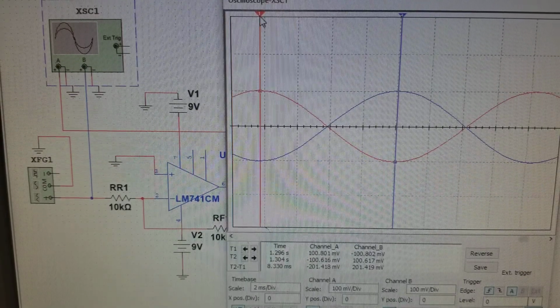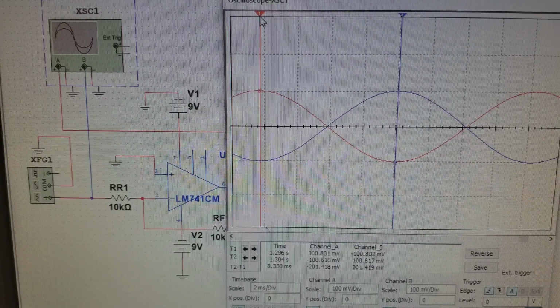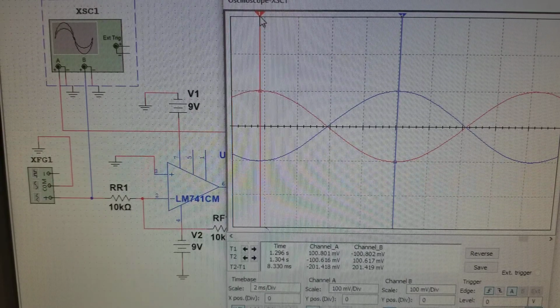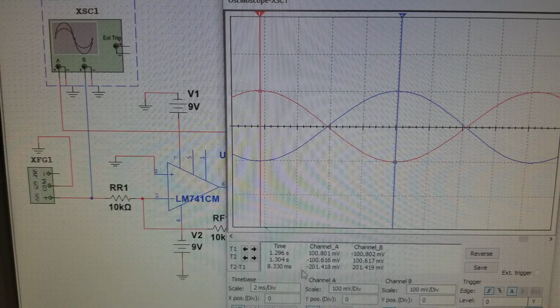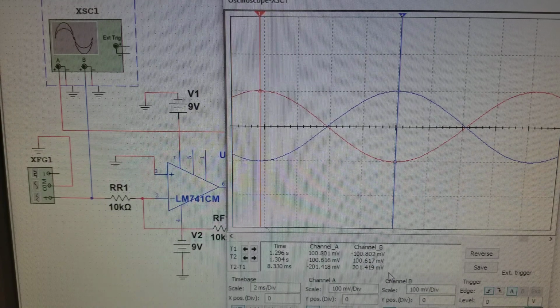So I've run the oscope on this, and you can see that the output, which is channel A, has a difference of 200 millivolts. The input also has a difference of 200 millivolts. So if we were to calculate the gain, voltage out over voltage in, we would have a gain of 1.